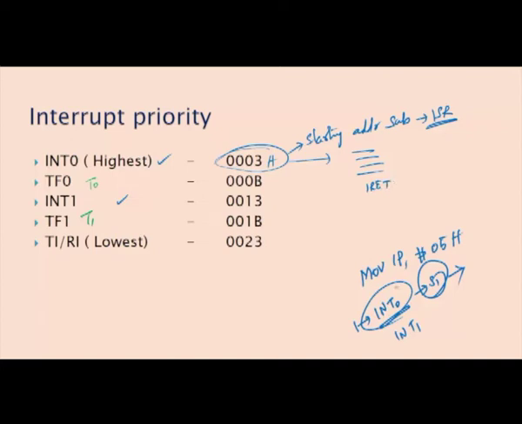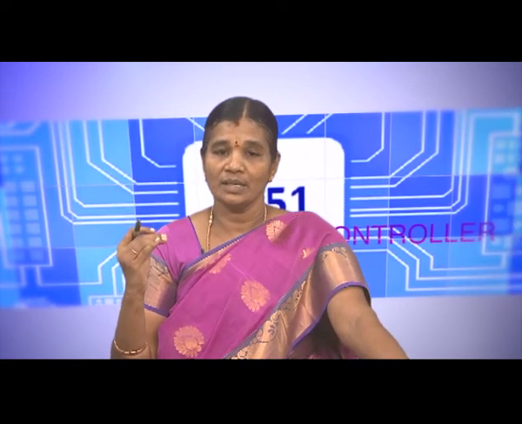So after the request is received from INT0, it goes to the address 0003H. This ISR subroutine will start to execute one by one. Now after reading the interrupt return instruction, it will terminate its subprogram, then it will return back to the main function of the microcontroller.